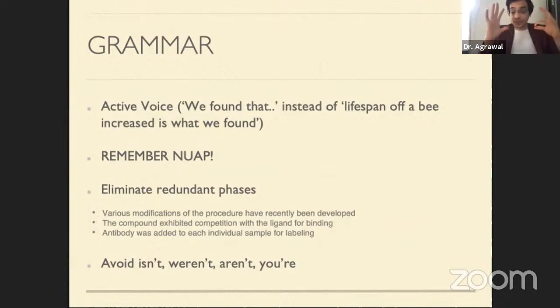Remember NUAP, which means no unnecessary acronyms. Please don't make your own acronyms that aren't known by most people, because it becomes confusing for someone reading the paper to go back and see what you meant by the acronym, and it messes with their train of thought. Eliminate any redundant phrases. Don't use isn't, weren't, aren't. Try to avoid apostrophe words, because they're usually not part of the research world.